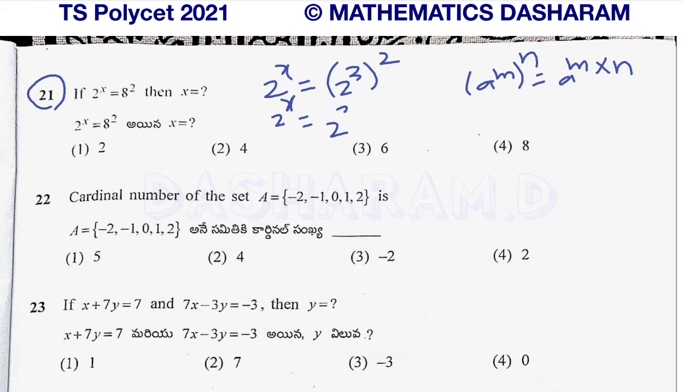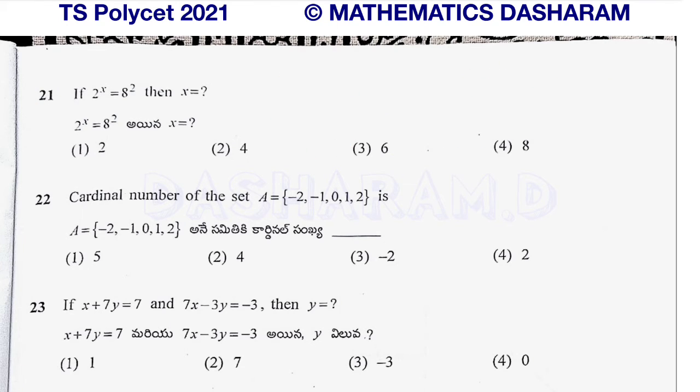So then 2 to the power of 3 into 2. So 2 power x equals 2 to the 6. Now the bases are the same, then we can equate the powers. x equals 6. So option 3 is correct.